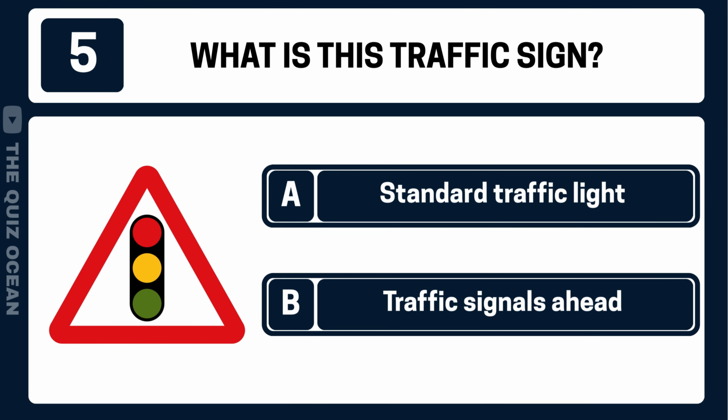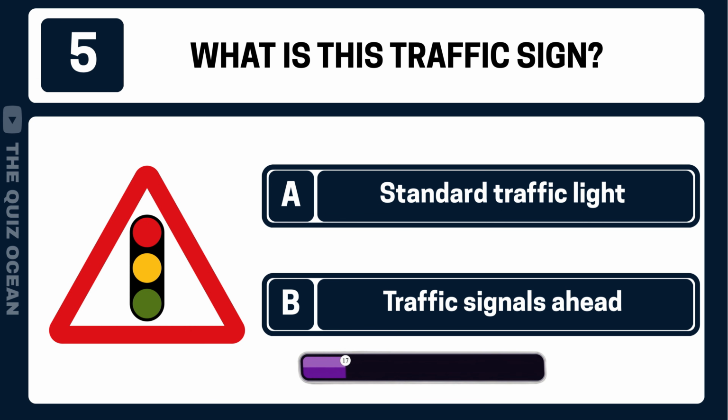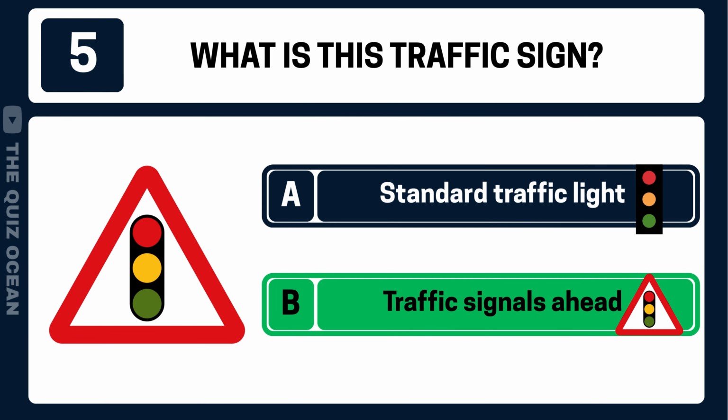Guess this traffic sign. A. Standard traffic light. B. Traffic signals ahead. That is right. This sign warns of an upcoming traffic signal.